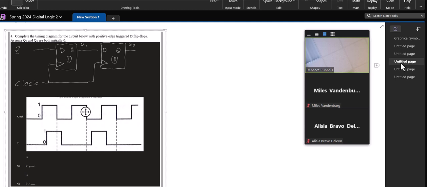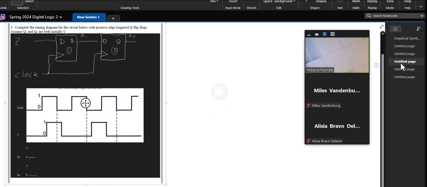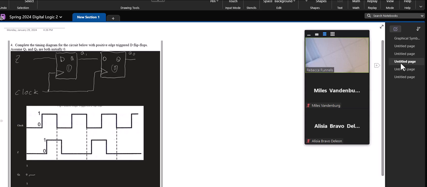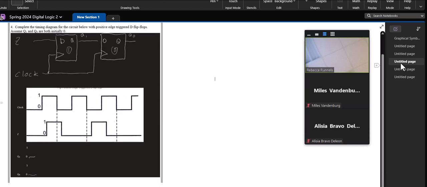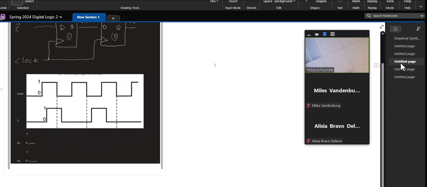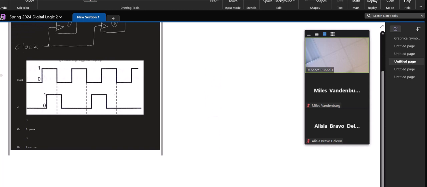So let's start with Q1, which is this first one. This Q1 is the output of the first flip-flop, and so it's going to be based on its input, which is Z. It's positive edge triggered, so it will change at, I don't know why I have negative edge drawn on there because it says positive edge triggered, so I'm interested in the positive edge.